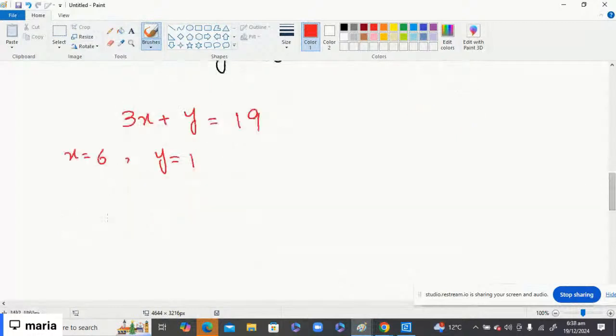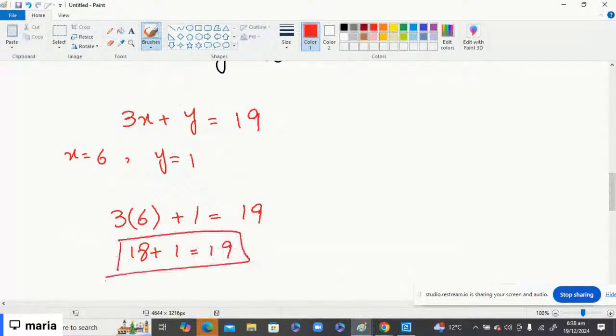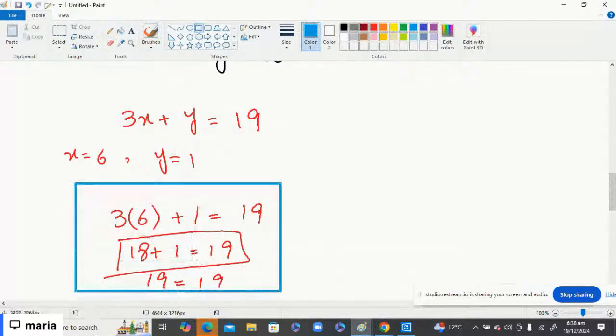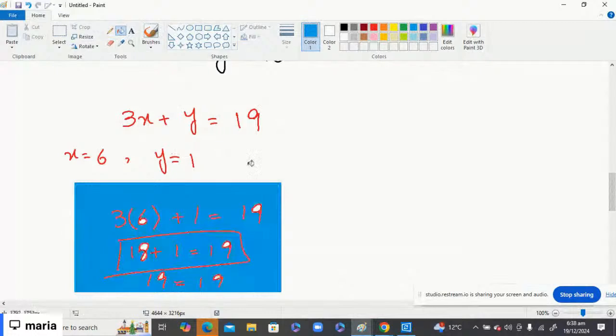So let's plug it in: in place of x just put 6, in place of y just put 1. That is equal to 19. 6 times 3 is 18, plus 1 equals 19. So look here, 19 is equal to 19. This is basically a solution of the system. You can say that this is a set of the solution.